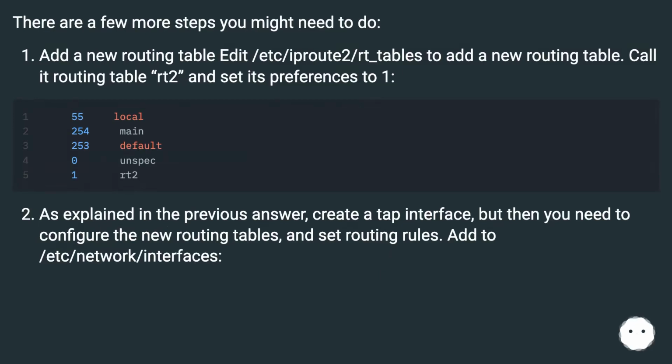There are a few more steps you might need to do. Add a new routing table. Edit /etc/iproute2/rt_tables to add a new routing table. Call it rt2, and set its preference to 1.